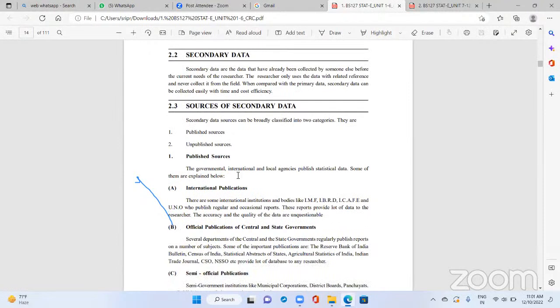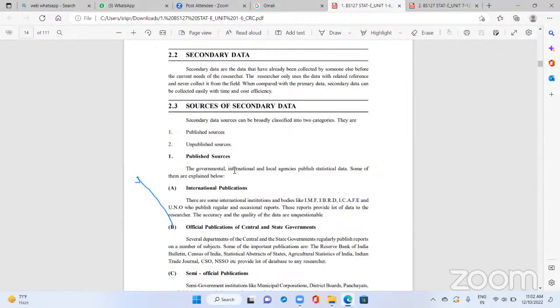Secondary data are the data that have already been collected by someone else before the current needs of the researchers. Secondary data sources can be broadly classified into two categories: published sources and unpublished sources.